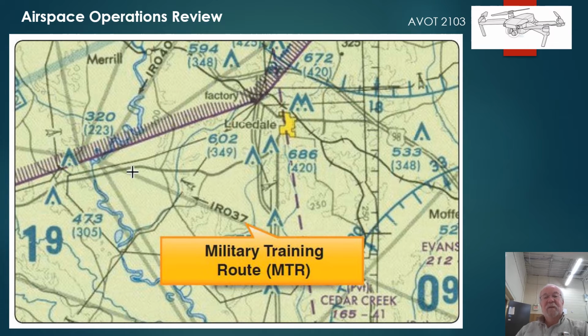The danger here is high-speed aircraft maneuvering. It might be a slow-moving aircraft. It could be a very slow helicopter moving through there. I believe there are some military helicopter operations in the North Georgia mountains that could present a hazard.